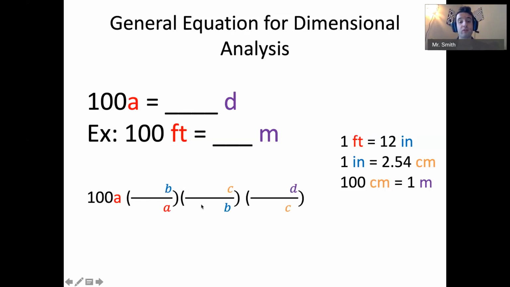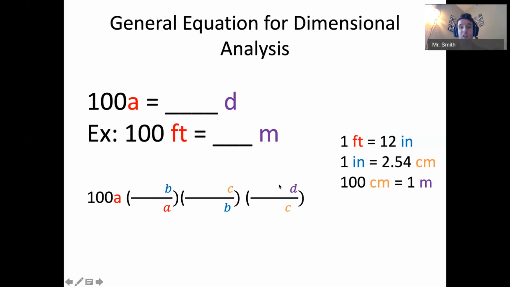And then we would find a conversion from B to C. Again, there'd be a number for B and there'd be a number for C. And then the same thing, C to D. So in this example of feet to meters, 1 foot would go next to the red A here. And then 12 inches would go next to the blue B here. Then for the next conversion factor, 1 inch equals 2.54 centimeters. 1 inch would go on the bottom here, and 2.54 centimeters would go on the top. Same thing with the third conversion factor. 100 centimeters would go on the bottom with this yellow C, and then 1 meter would go on the top.